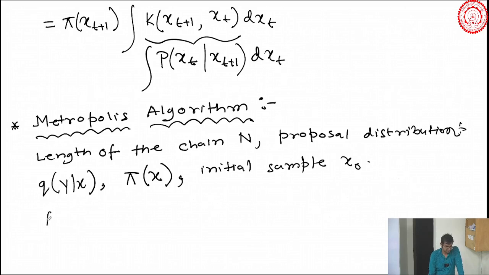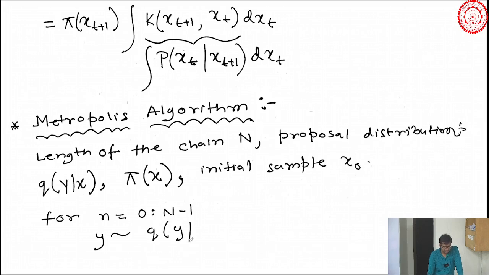For n equal to 0 to n minus 1, that is n steps, right? What we will do is as follows. You will sample a y from q of y given xn.